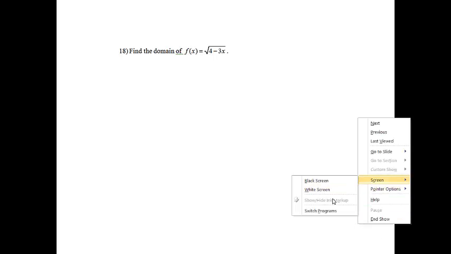Problem 18. Find the domain of f of x equals the square root of 4 minus 3x. Even though this is in the calculator section, it's going to be helpful to analyze this both with our calculator and without our calculator. Let's evaluate it with our calculator first.